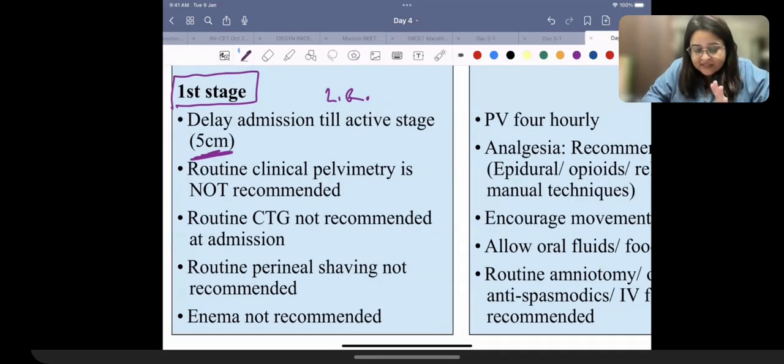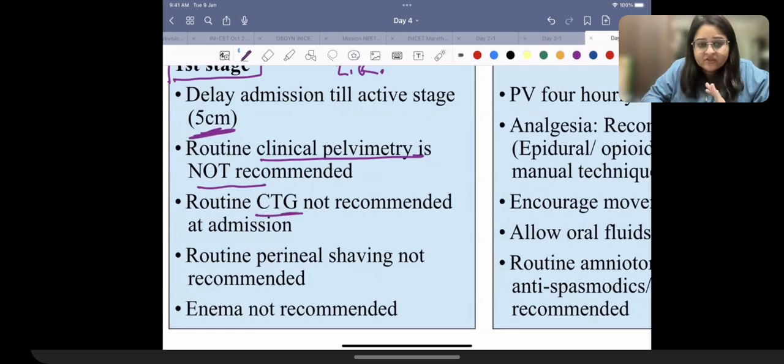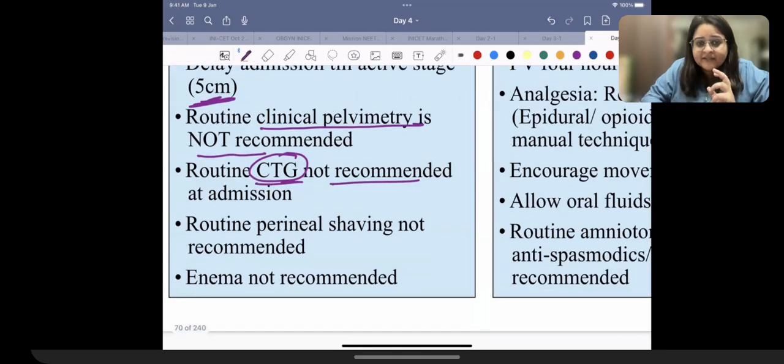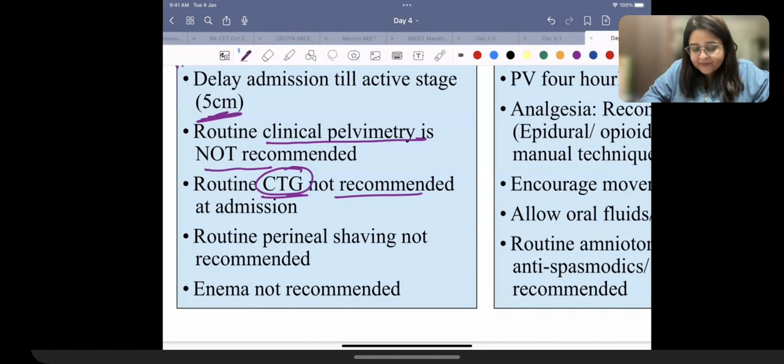Okay. As I said before, routine clinical pelvimetry is not recommended. The fetus is the best judge of the pelvis. ठीक है. Routine CTG is not recommended at admission. What is CTG? Cardiotocogram. It has been found that a lot of unnecessary cesarean sections were being done. So routine CTG or NST. NST is done when the patient is antepartum. CTG is done when the patient is in labor. तो रूटीन सीटीजी भी नहीं करना. रूटीन पेरिनियल शेविंग नहीं करना है. रूटीन एनिमा नहीं देना है.